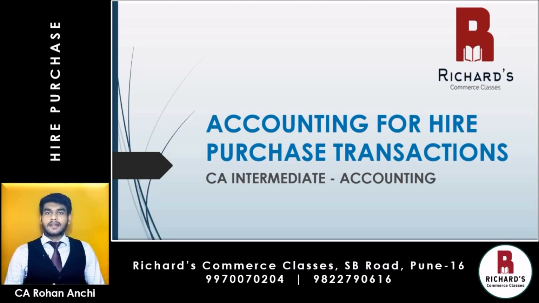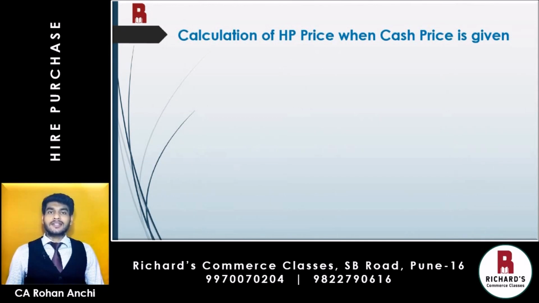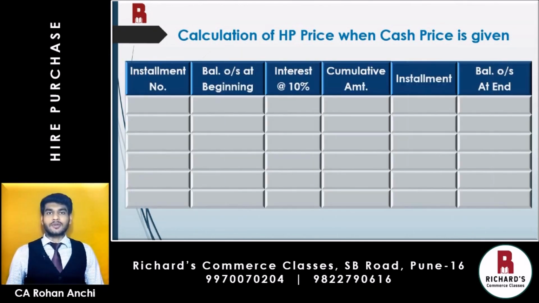Earlier, we have studied that if you want to calculate HP price when cash price is given, or you want to calculate cash price when HP price is given, what we do is prepare a simple table either in the straight form or in the reverse manner depending on what information we need. If you need to find HP price when cash price is given, a table in the following manner is prepared, wherein balance outstanding at the beginning is first and then we move right up to calculation of balance outstanding at the end. If you add up all the installments, you will get the HP price.